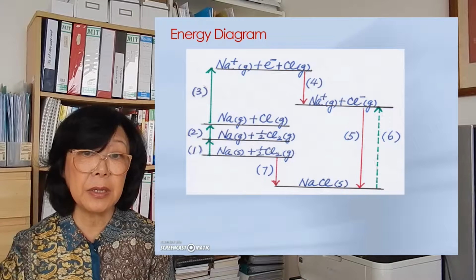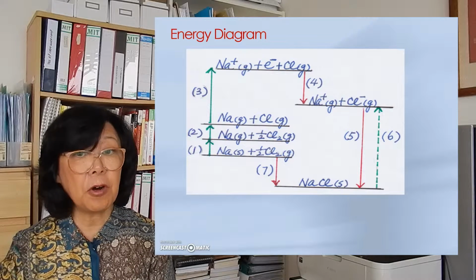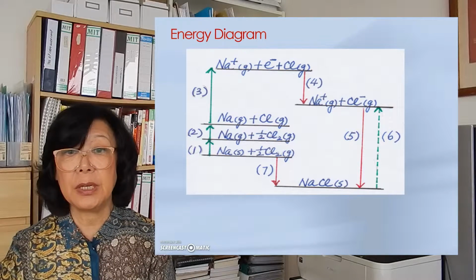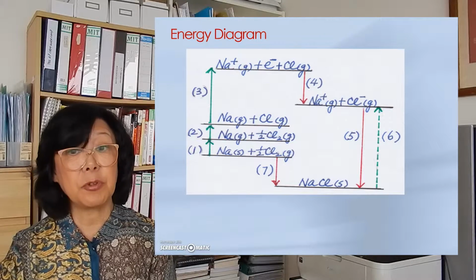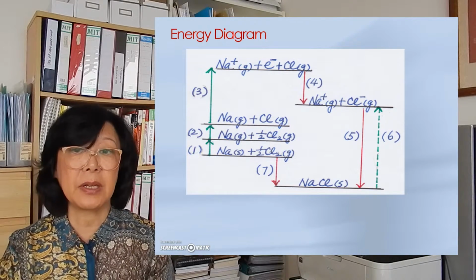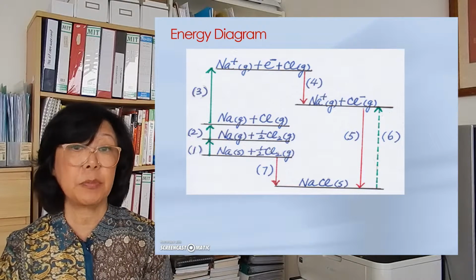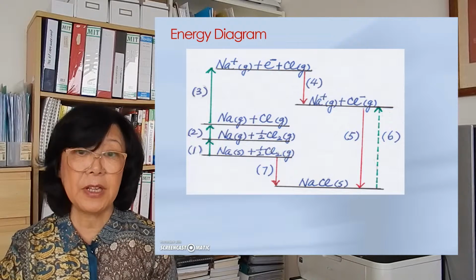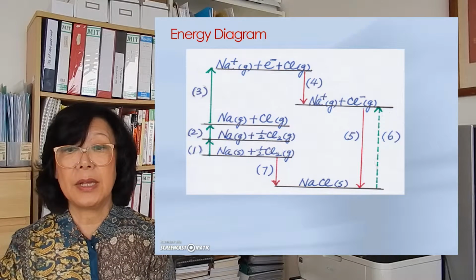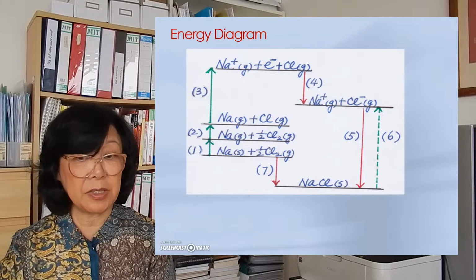And then step number 4 will be for the chlorine atom gaining the electron to become chloride ion. That's electron affinity, and that's negative. And then step number 5 is the lattice energy.